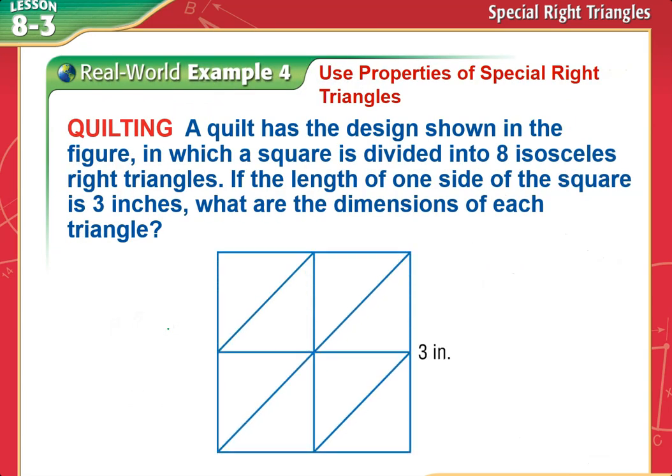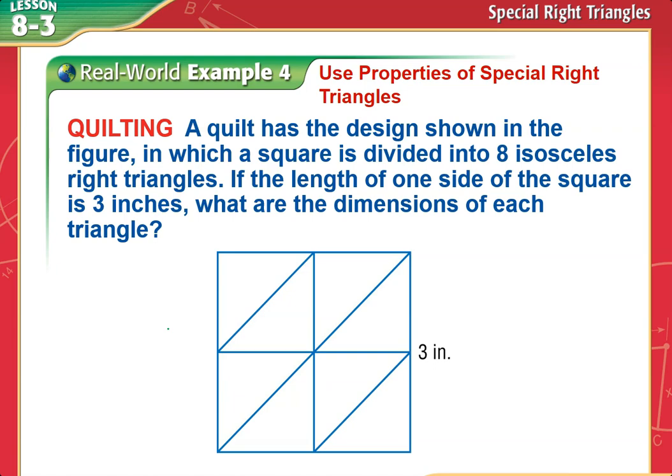Okay. Using properties of special right triangles, a quilt has the design shown in the figure in which a square is divided into 8 isosceles right triangles. If the length of one side of the square is 3 inches, what are the dimensions of each triangle?